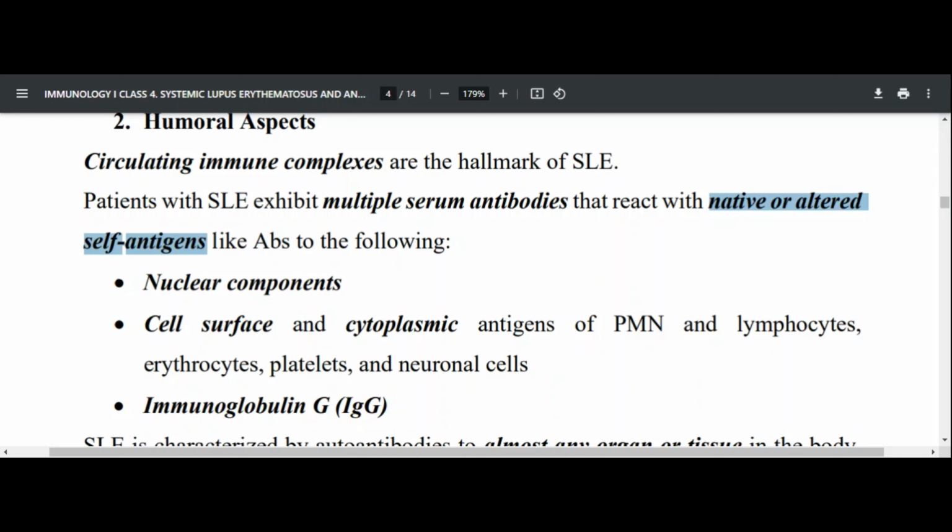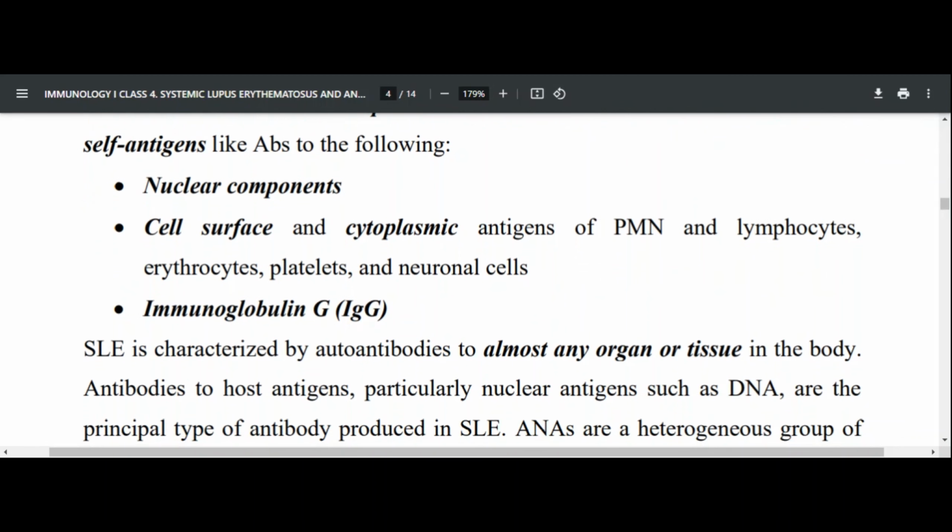The antigens that are targeted are nuclear components. So we find antibodies against nuclear components, antibodies against cell surface antigens, antibodies against cytoplasmic antigens, and many others, for example, antibodies against immunoglobulin G, which are antibodies against other antibodies. So you find that autoantibodies in systemic lupus erythematosus are directed at almost any organ or any tissue in the body.